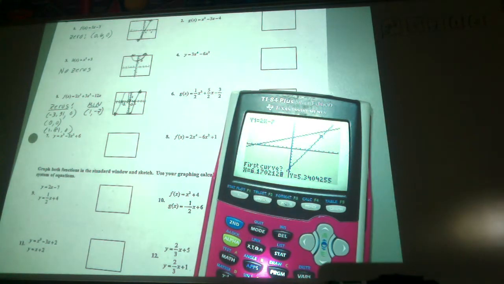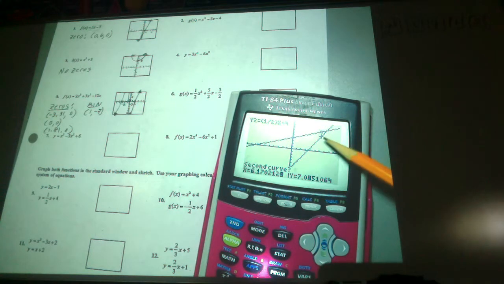Does anybody else have that problem? All right, so I got it close. So that is my first curve, so hit enter. Then it automatically goes on to the next line. And it's flashing, it says second curve, and that's a good placement. So I'm going to accept that as my second curve, and now hit enter again for your guess.